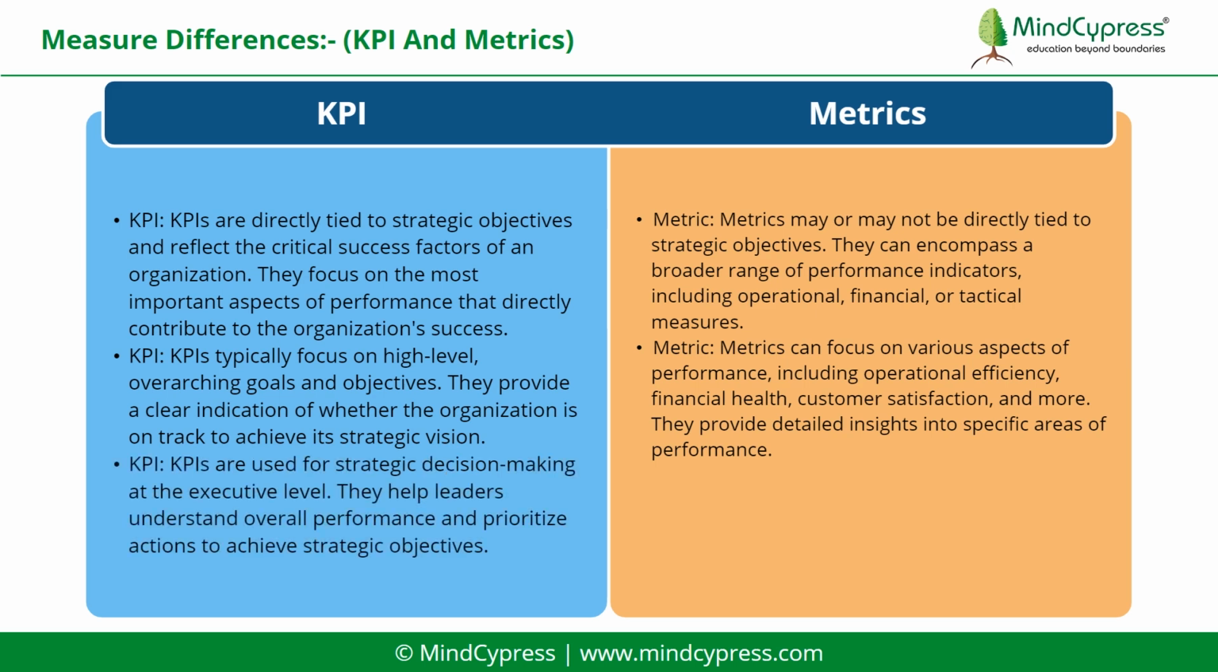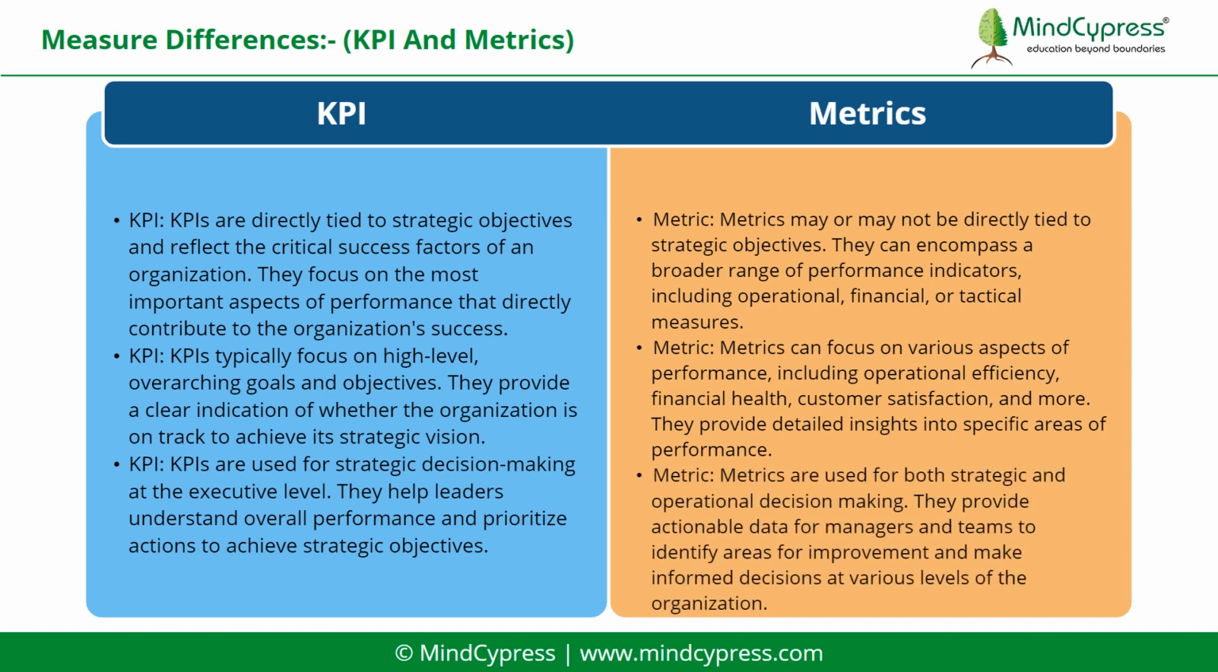KPIs are used for strategic decision-making at the executive level. They help leaders understand overall performance and prioritize actions to achieve strategic objectives. Metrics are used for both strategic and operational decision-making. They provide actionable data for managers and teams to identify areas for improvement and make informed decisions at various levels of the organization.